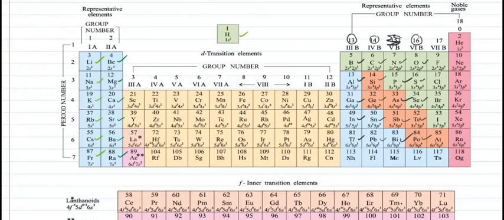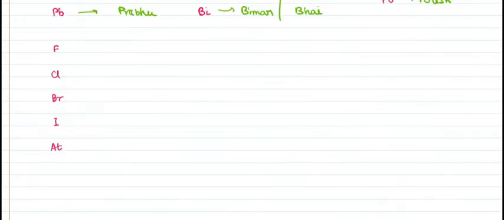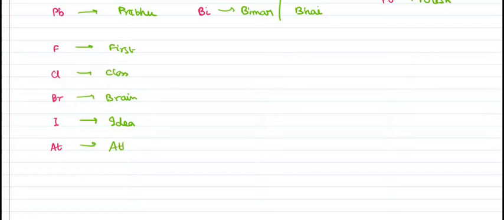Now for the 17th group, fluorine, chlorine, bromine, iodine, astatine. This is very easy to memorize in itself. But if you want a mnemonic, you can use first class brain idea attack. In first class brain there is an idea attack. So first class brain idea attack is fluorine, chlorine, bromine, iodine, astatine.